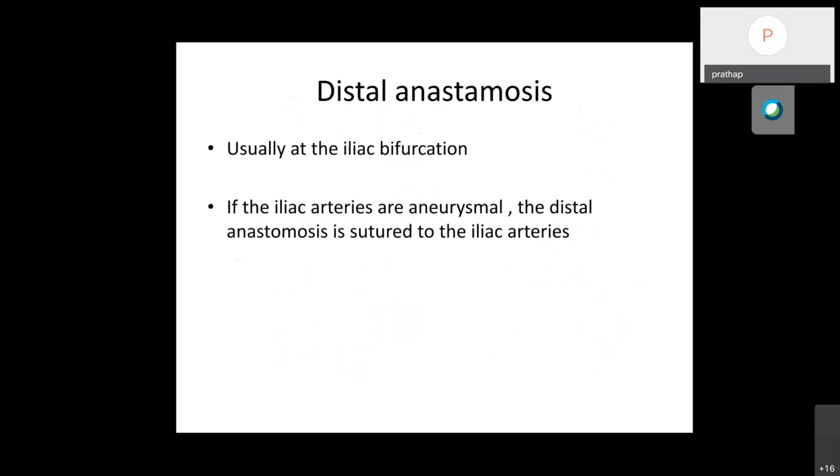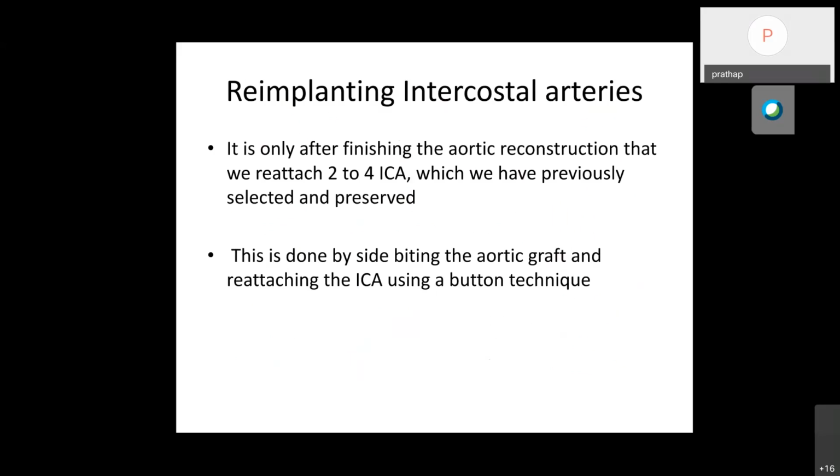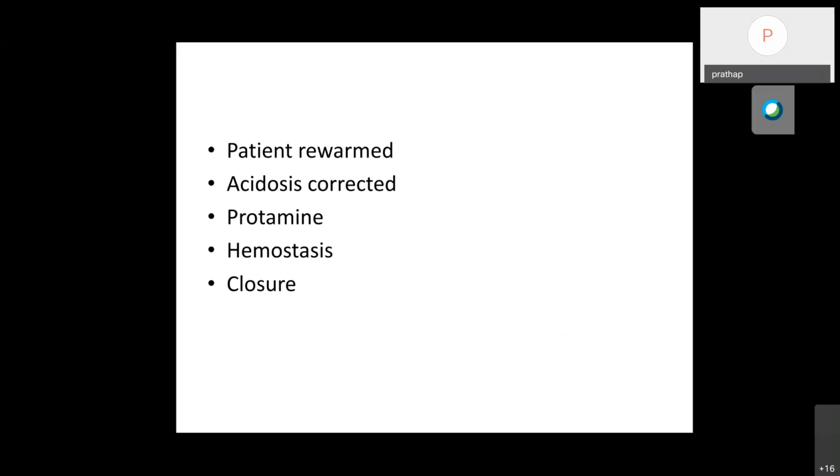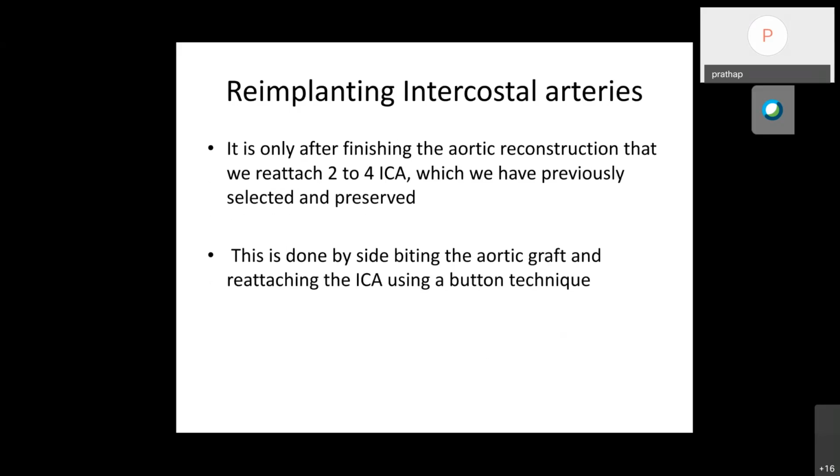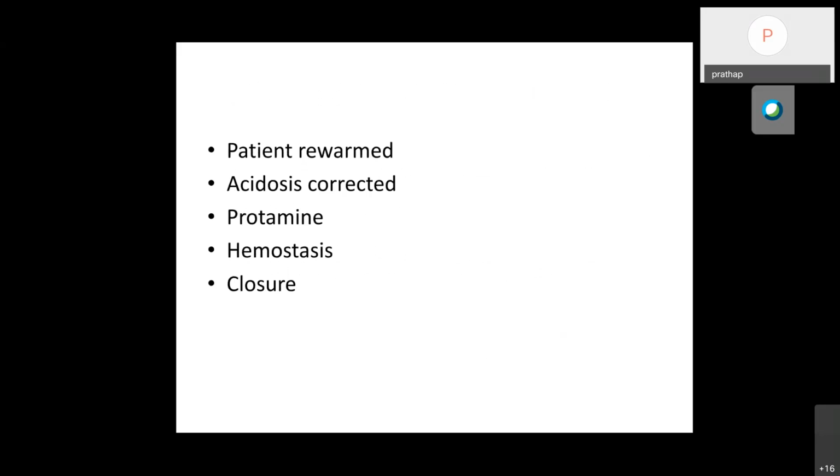Distal anastomosis is usually done at the iliac bifurcation, but if the iliac arteries are aneurysmal, the distal anastomosis is done at the iliac artery level. Only after finishing all this should the intercostal arteries be reimplanted. This is done by side-biting the aortic graft and reattaching the ICA using a button technique, similar to the Carrel patch technique. And after reimplanting the intercostal arteries, the patient is rewarmed, acidosis corrected, protamine is given, and hemostasis and closure are done.